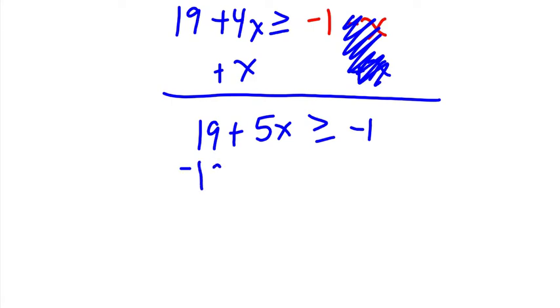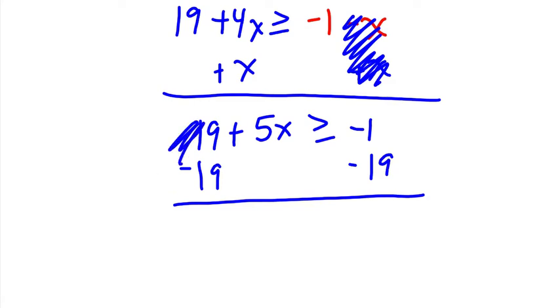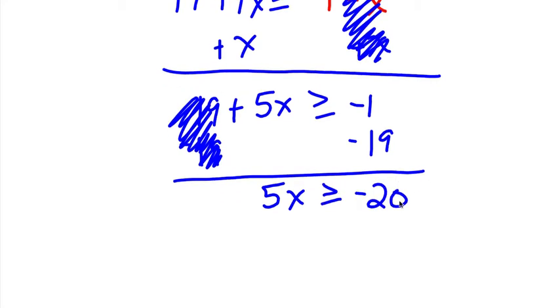Now we're going to move the 19 over, so it's a positive 19. I've got to do the opposite. I'm going to subtract. So 19 minus 19 is 0. Scribble them out. They're gone. Bring down my 5x is greater than or equal to negative 1 minus 19 gives me negative 20.